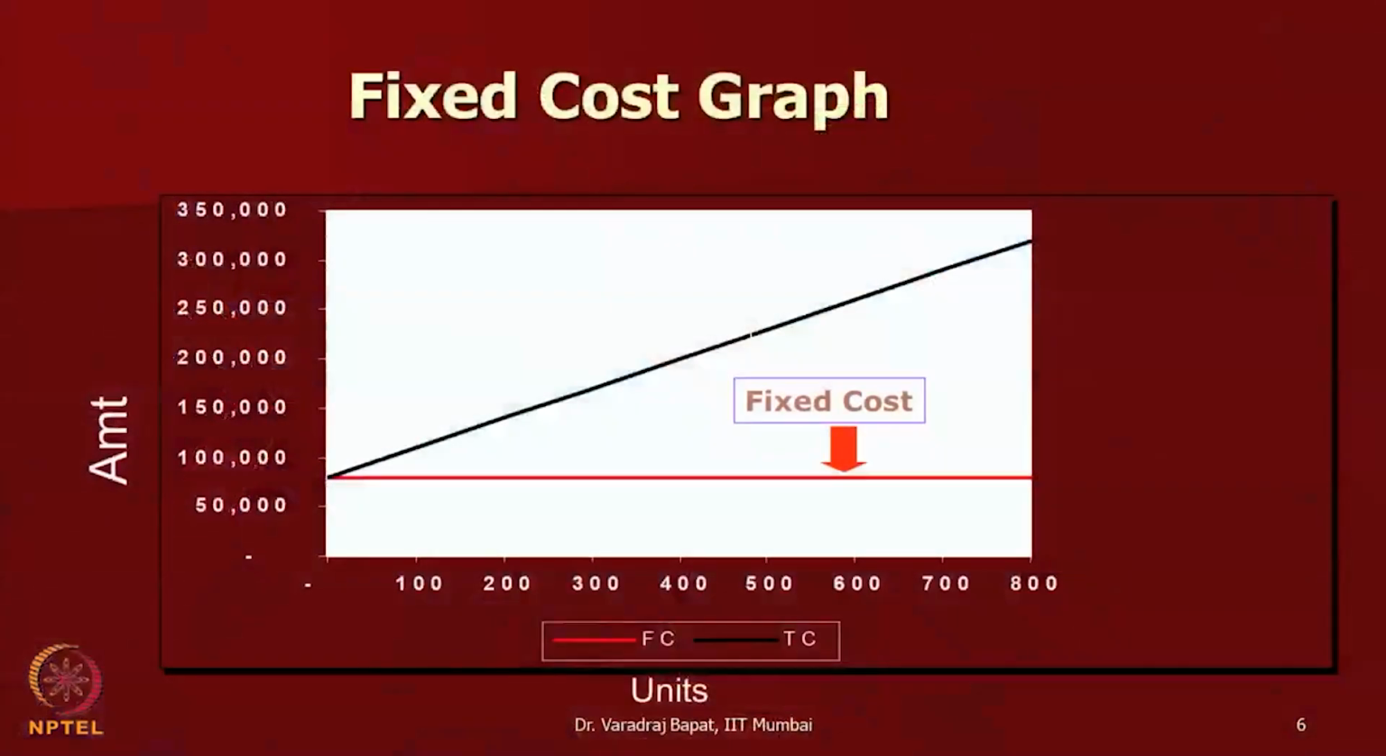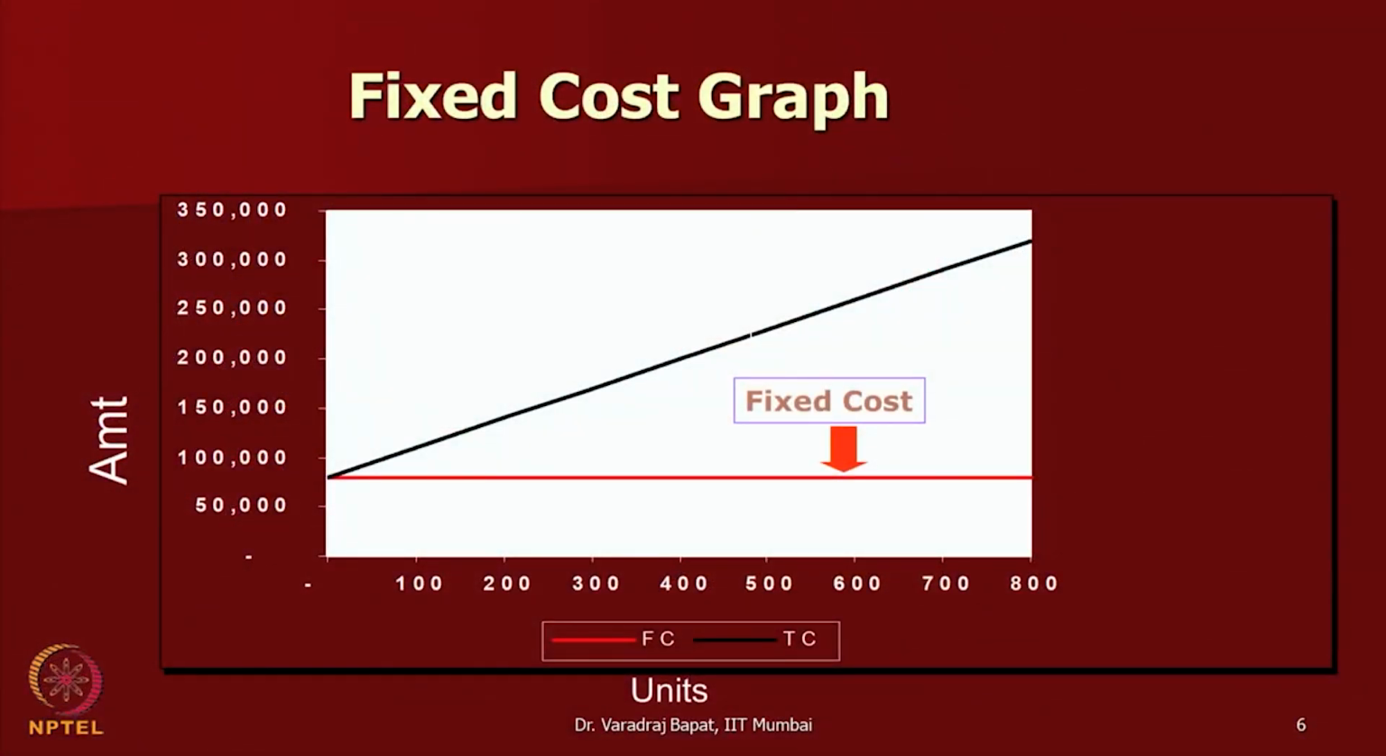Now if you try to plot these costs, this is how they look like. Are you getting it? So you have got this red line which is totally horizontal. You can see the number of units are changing from 0 to 800. At 0 the cost is something like 80,000 and even at 800 it remains at 80,000. Theoretically fixed costs are not supposed to change at any point of time.